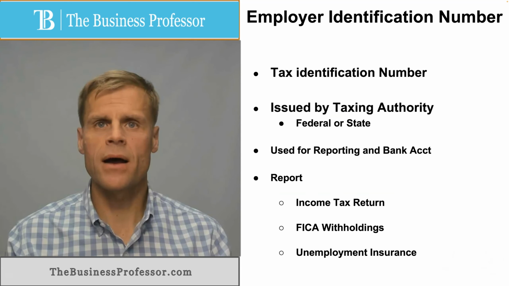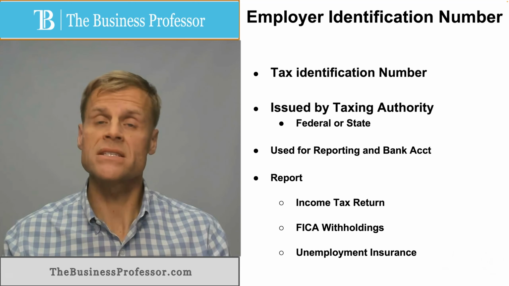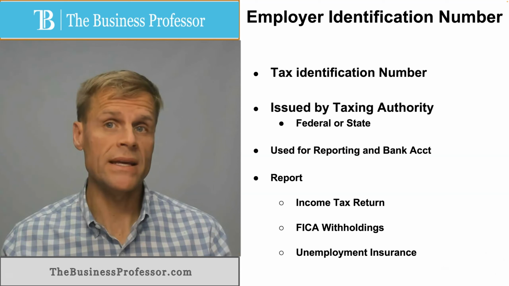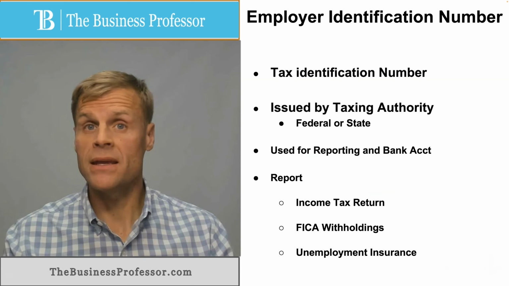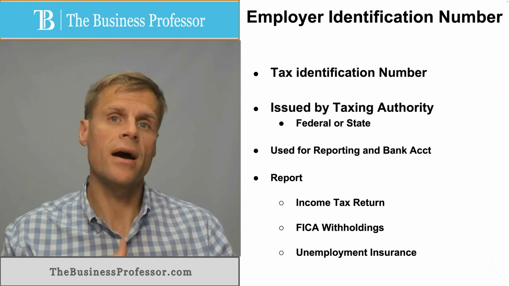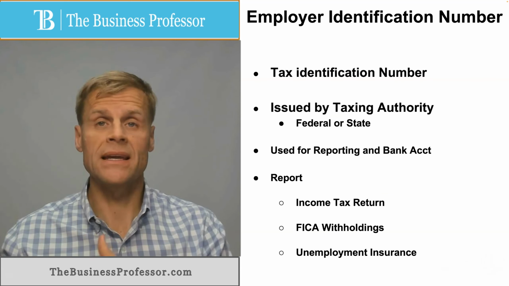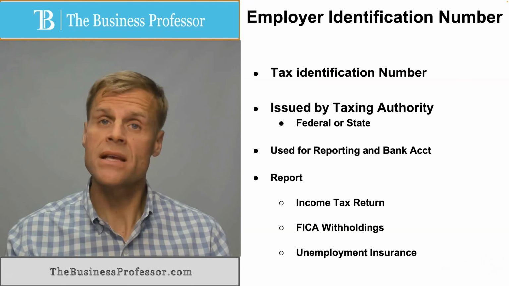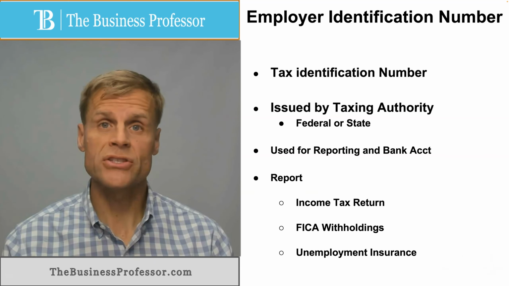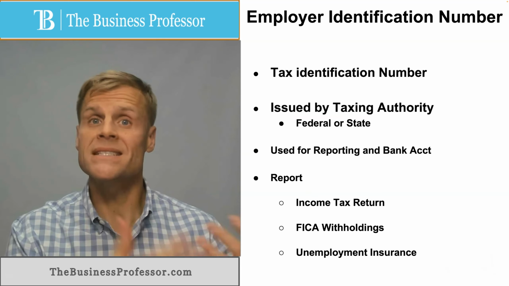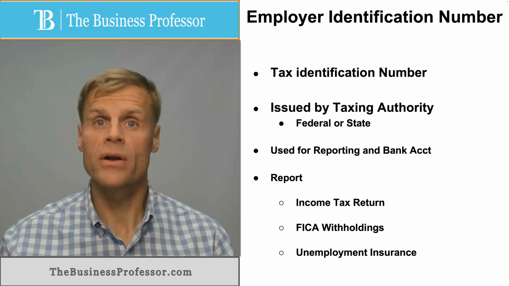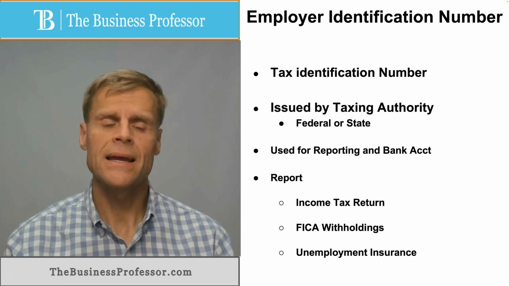Also, employers have the obligation of withholding FICA taxes, or Medicare and Social Security taxes, from the wages of employees. And with that being said, they report this obligation through the EIN to, again, the state and federal taxing authorities. Also, businesses are required to have some form of federal unemployment insurance or state unemployment insurance, which once again they will report through their respective federal or state EIN.